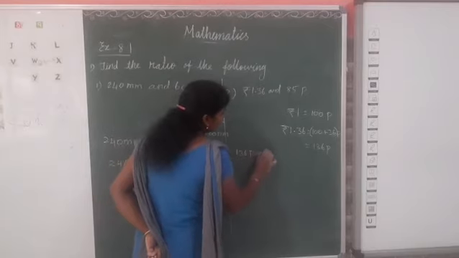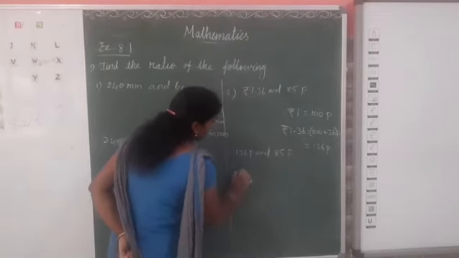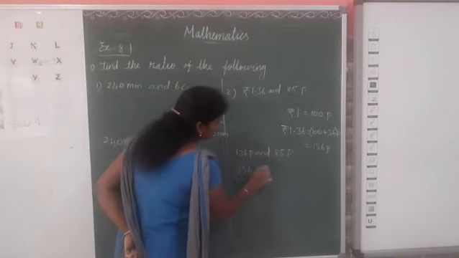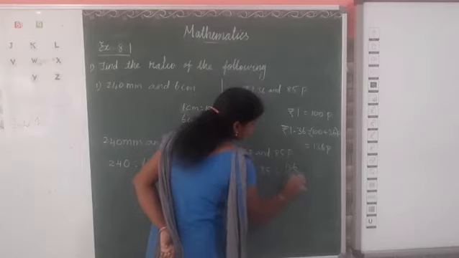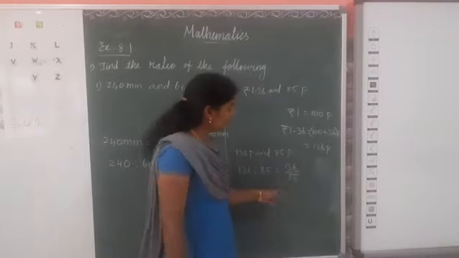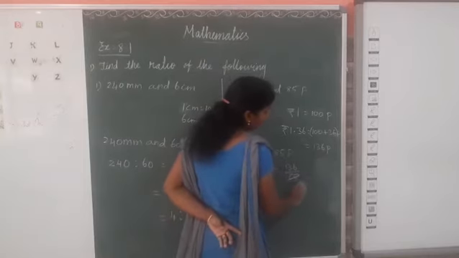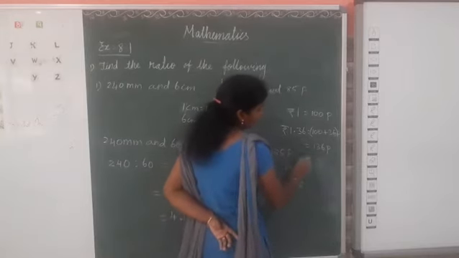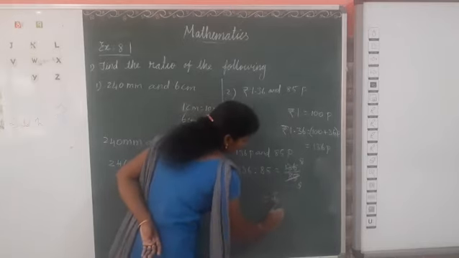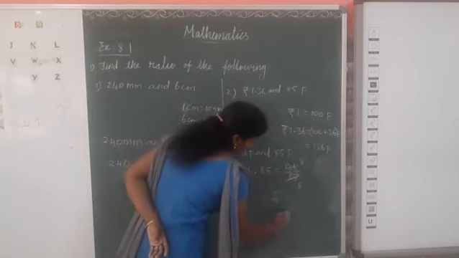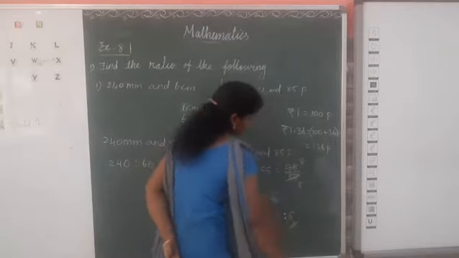136 paise and 85 paise. Now we can write 136 is to 85 is equal to 136 by 85. You can use the 17th table, otherwise you can divide it. 5 times 17 is 85, 8 times 17 is 136. So 8 by 5, the ratio is 8 is to 5.